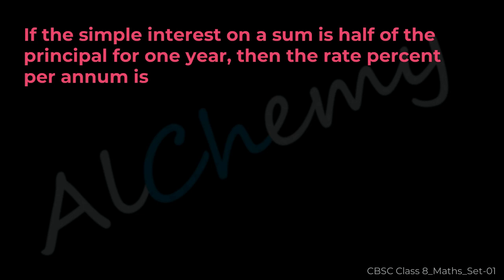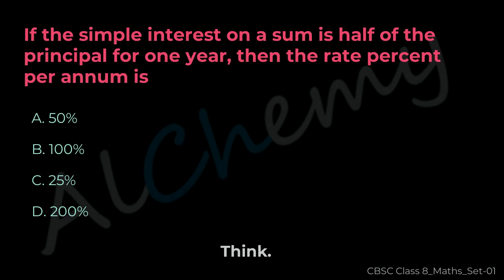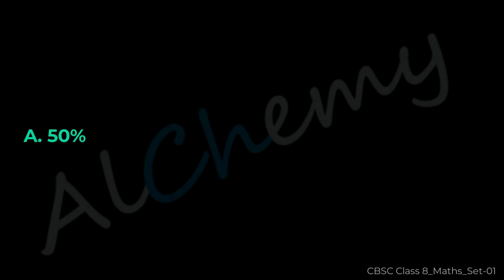Question 9. If the simple interest on a sum is half of the principal for 1 year, then the rate percent per annum is A 50%, B 100%, C 25%, D 200%. The correct answer is A 50%.